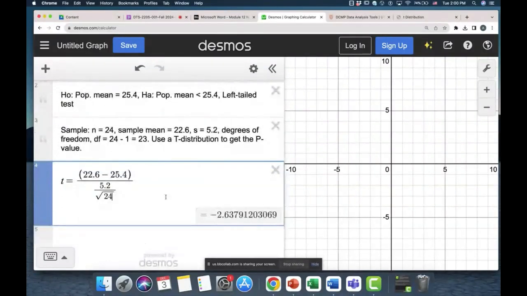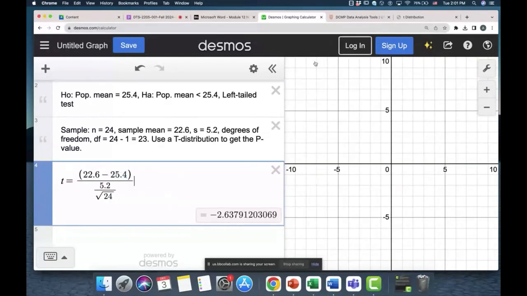So this is basically a z-score, and we can interpret it in a similar way. If a z-score is less than -2, it means that the statistic is highly unusual. Well, here we have a t-score, which is -2.64. So this is certainly a very unusual statistic. This sample mean is highly unusual from a random sample of size 24 if the population mean is truly 25.4.